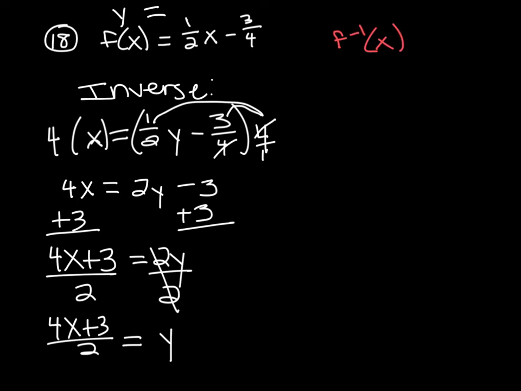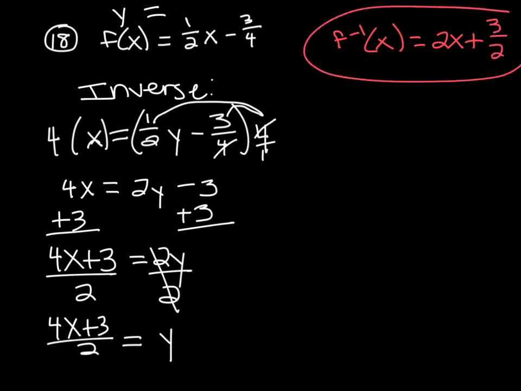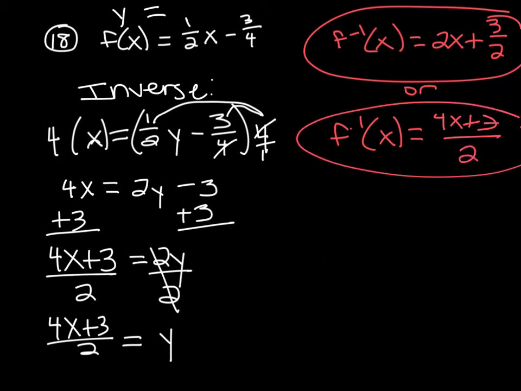And let me actually write it over here, because you want to rewrite your answer having f inverse of x. So this becomes 2x, and then plus, well, when we divide the 3 by 2, that's going to be a decimal, so I'm going to leave it as a fraction, 3/2. So this is one way you can write your answer. Or, if you wanted to leave it like you had it over here as 4x plus 3 over 2, you can do that as well. That's a 3, by the way.